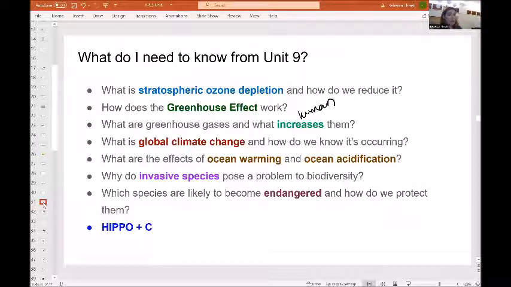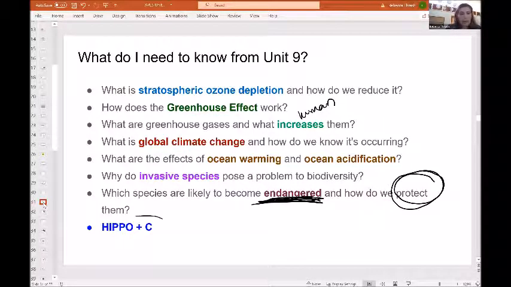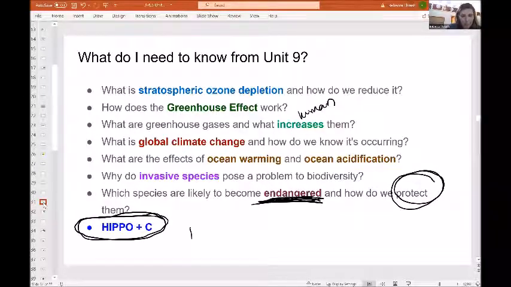What is global climate change? What is the scientific data that lets us know it's occurring? Effects of both ocean warming and ocean acidification. Why are invasive species a problem to biodiversity? What causes some species to become endangered versus others? What are we doing to protect them? And then this nice little acronym right here, you also could have been shown this, HIPCO or HIPOC, HIPPO plus C, whatever you need to do to be able to remember that. So we'll get into that here shortly.